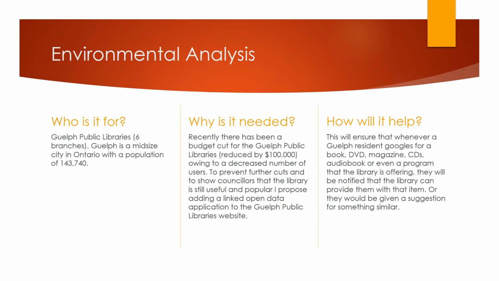So how will this help? Well, this will ensure that whenever a Guelph resident Googles for a book, DVD, magazine, CD, audiobook, or even a program that the library is offering, they will be notified that the library can provide them with that item. Or if it can't, then they would be given a suggestion for something similar. Since the branches are spread out throughout Guelph, it's very likely that they will find a library close to them. They will also be informed that if this item is not in the closest library, but it's in another library in Guelph, they can just place that item on hold and bring it to the library that's closest to them.